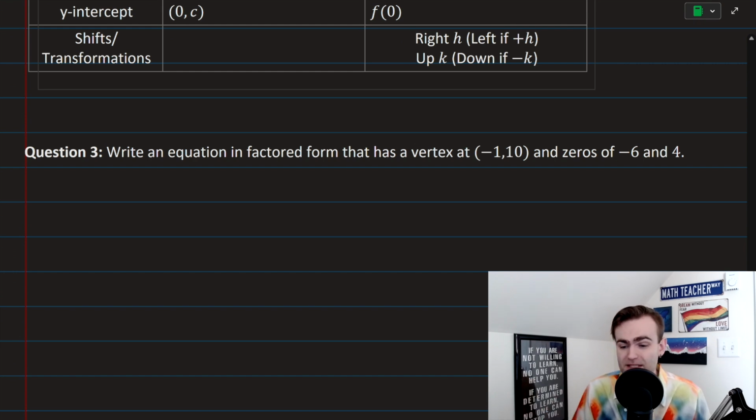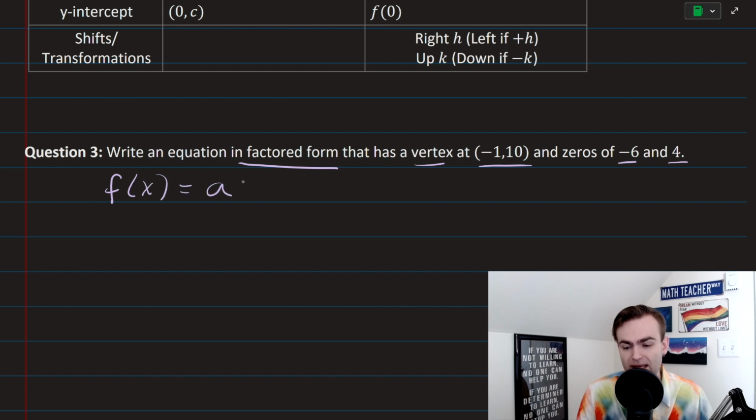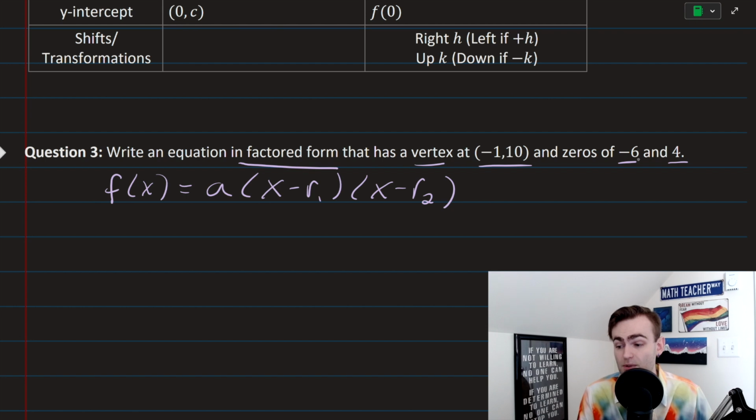Last problem I have for us today is to write an equation in factored form with a vertex at -1, 10 and zeros of -6 and 4. Well, factored form is f of x is equal to a times (x minus r1) times (x minus r2), where the r1 and r2 are our roots. Well, they tell us what the roots are. They're zeros at -6 and 4. So this r is going to be -6. This r is going to be a 4.